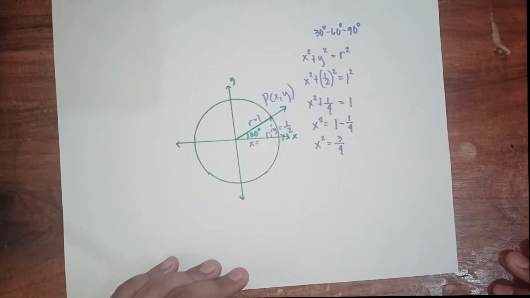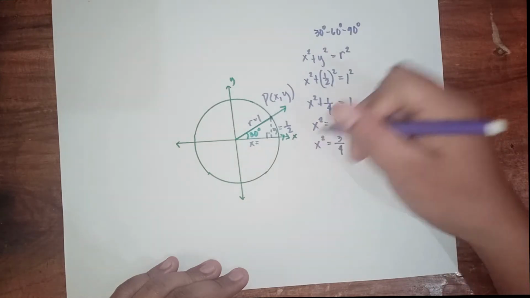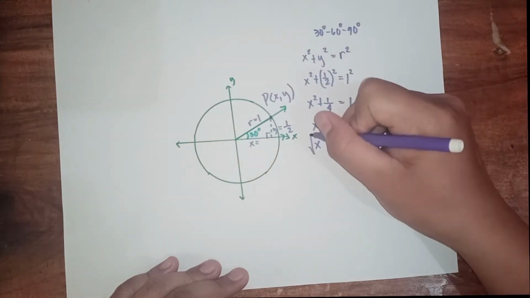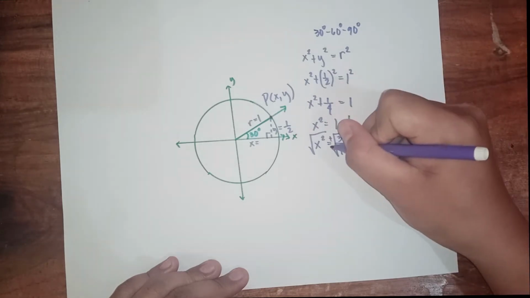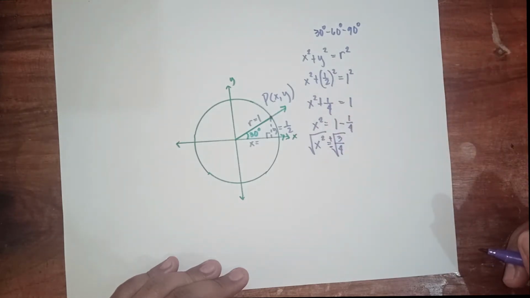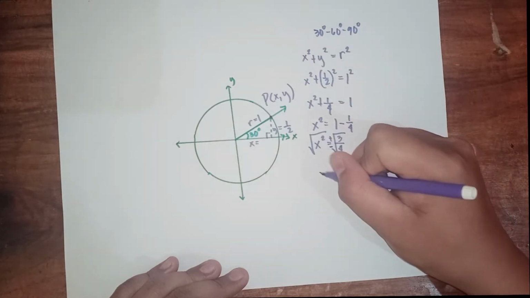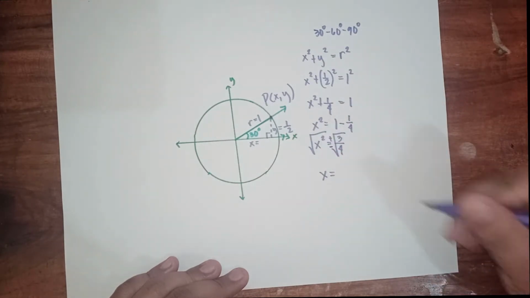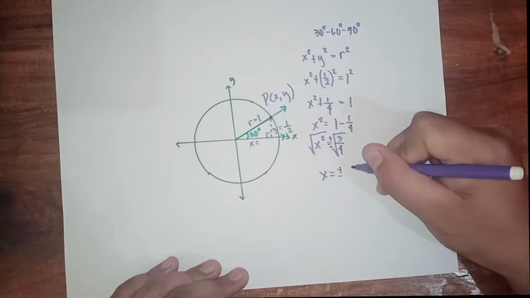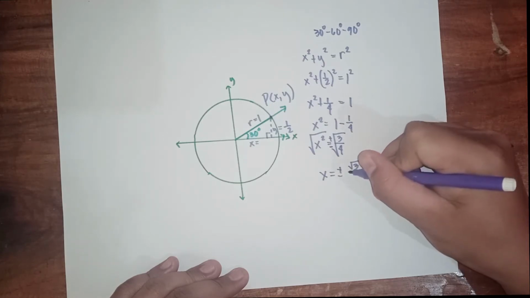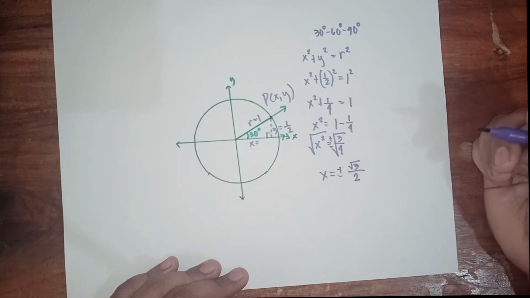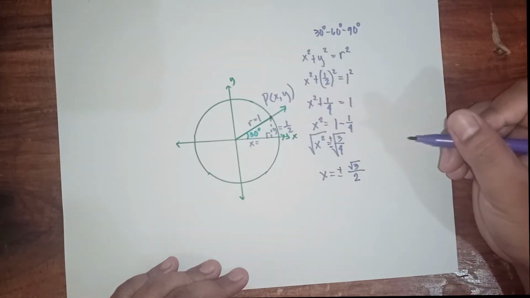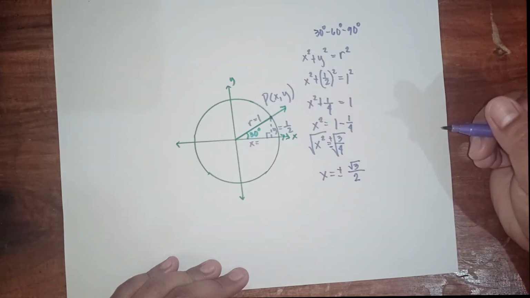Okay, extracting now the square root, we have the square root of x squared and the square root of 3/4, that is plus or minus because we are dealing with a square root. So this is now x equals plus or minus the square root of 3 over the square root of 4, that is 2. So therefore the value of x is plus or minus square root of 3 over 2.